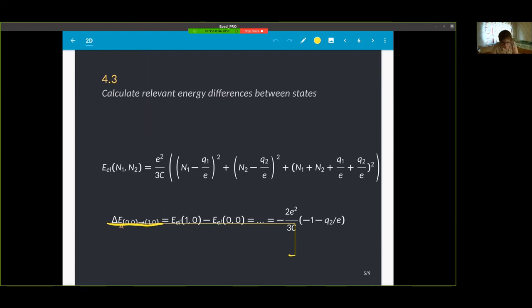The third task is calculating the energy difference, which we will use for calculating the tunnel rate. We know the expression for electrostatic energy. For example, we can calculate the E of 1, 0, which is the electrostatic contribution, and it's minus 2e squared over 3C. It's just an algebraic formula. Plug in n as 1, 0, subtract it and collect it, and you get the nice form.